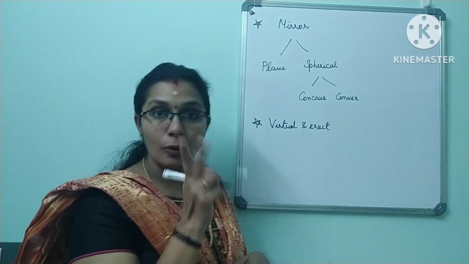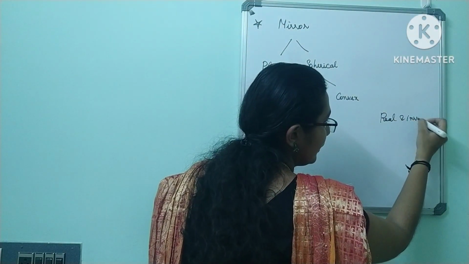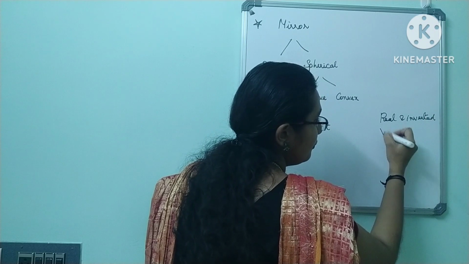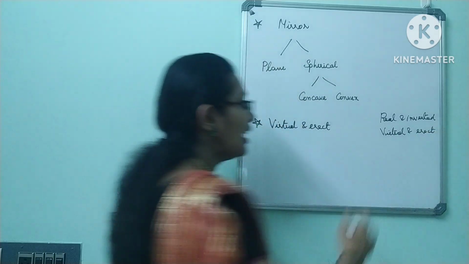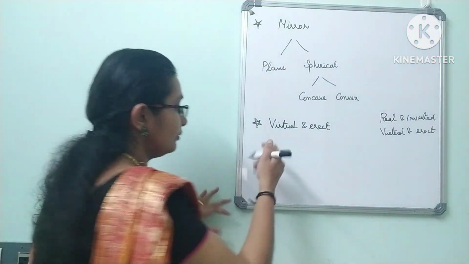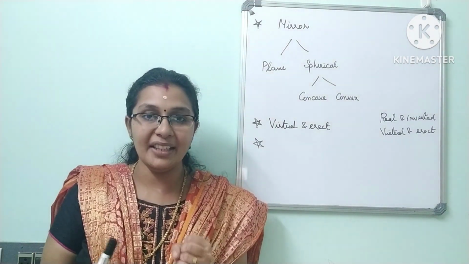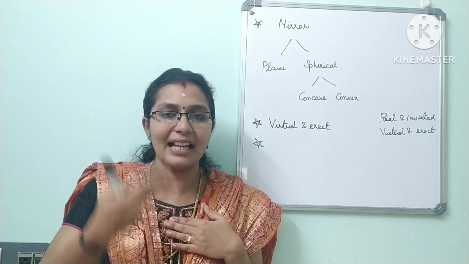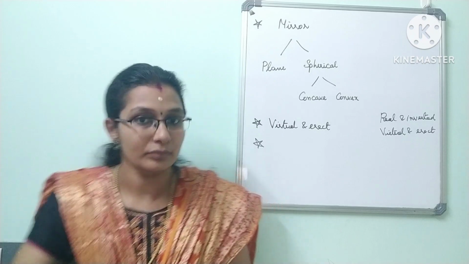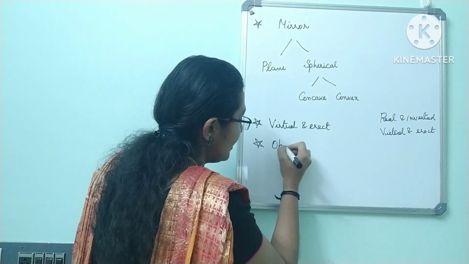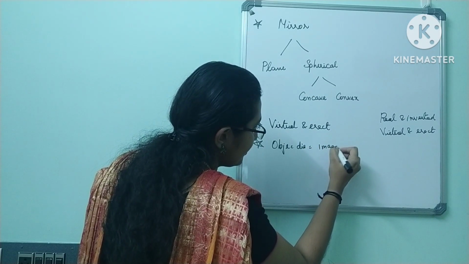I'll tell you there are two combinations. One is real and inverted, and second one is virtual and erect. I'll tell you what it is. Then, okay, plane mirror, the object distance means we are standing in front of the mirror. The object distance and the image distance are equal. Okay, object distance is equal to image distance.